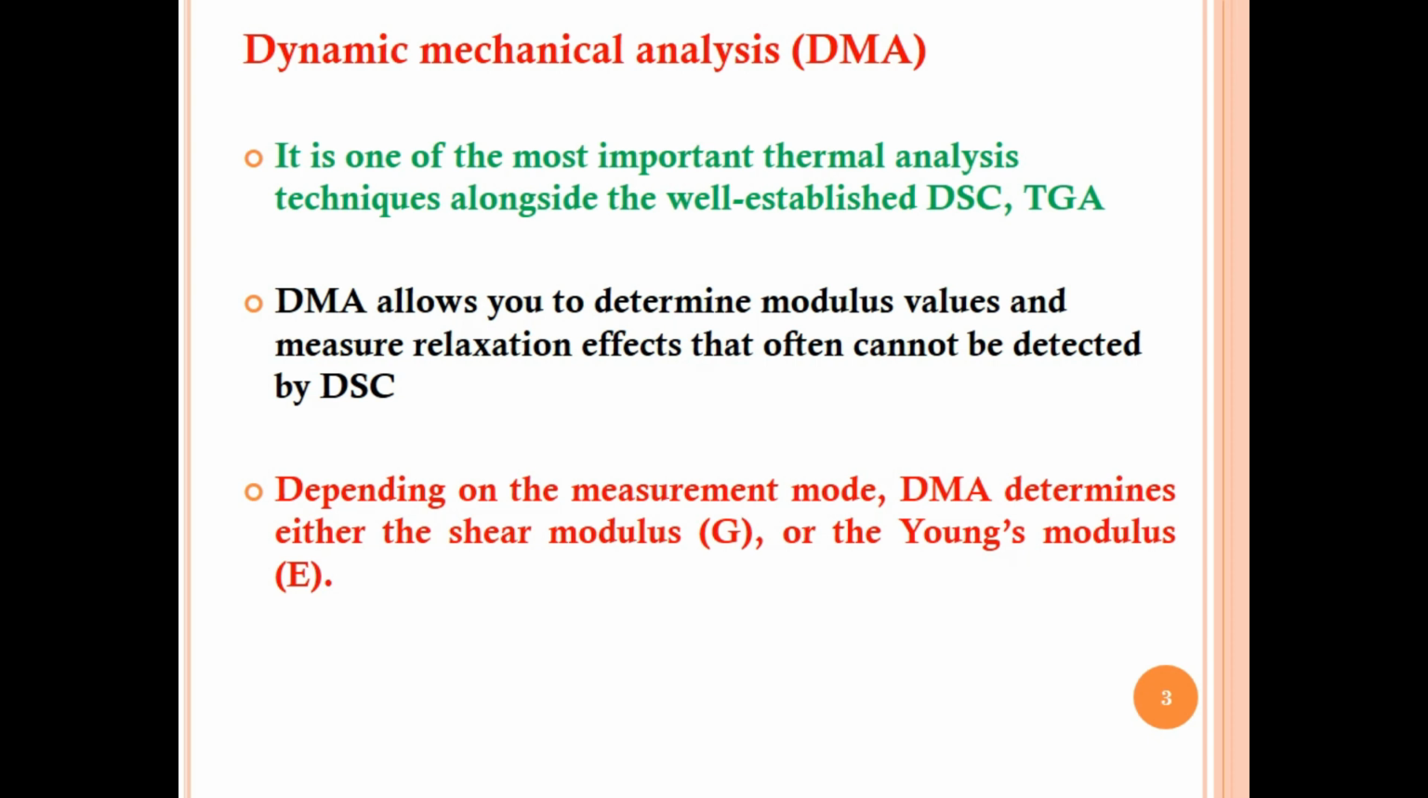DMA is the most important thermal analysis technique alongside the well-established DSC and TGA, because DSC and TGA are versatile techniques which are used routinely in quality control labs and in our industry. The industry may be a chemical industry, pharmaceutical industry, or the food industry. DMA allows you to determine modulus values and measures relaxation effects that often cannot be detected by DSC. This is the advantage of DMA over DSC. Depending on the measurement, it determines either the shear modulus G or Young's modulus E.